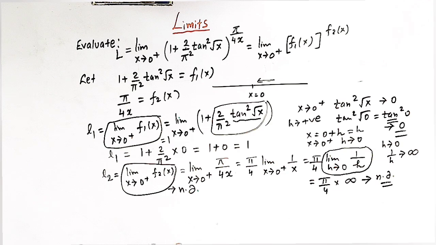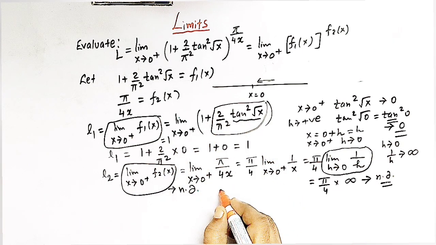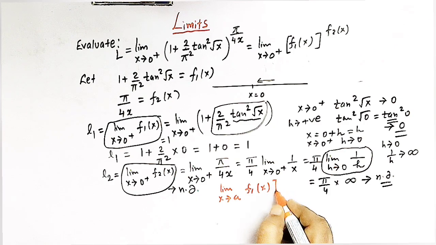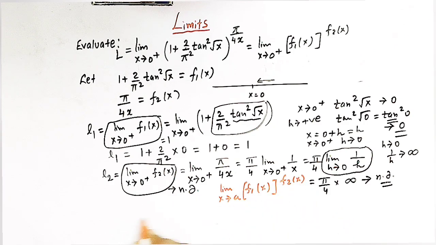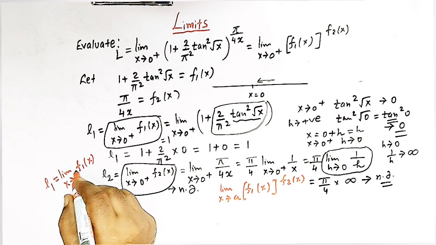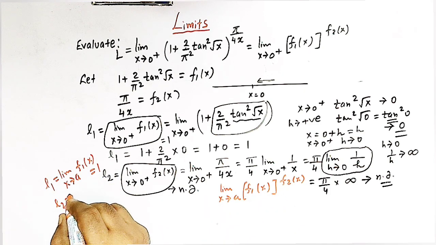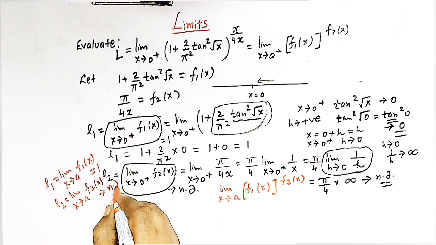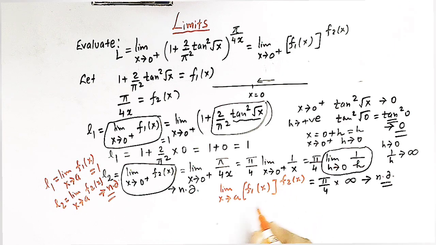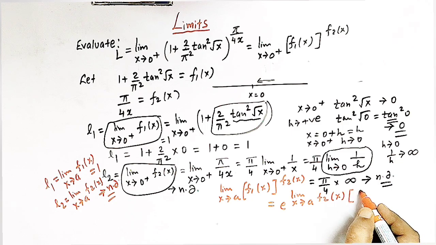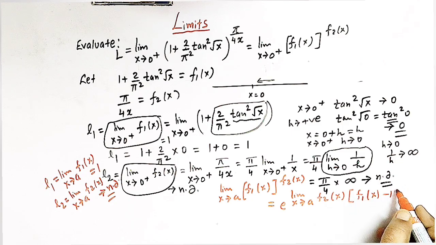So now let us draw an important conclusion here. Whenever we have a limit of this form, that is limit x tends to a of f1(x) raised to f2(x), and the individual limits, that is L1, the limit x tends to a of f1(x), is equal to 1, and L2, that is limit x tends to a of f2(x), is not defined, then these types of limits can be evaluated by using this expression, that is e raised to limit x tends to a of f2(x) multiplied with (f1(x) minus 1).